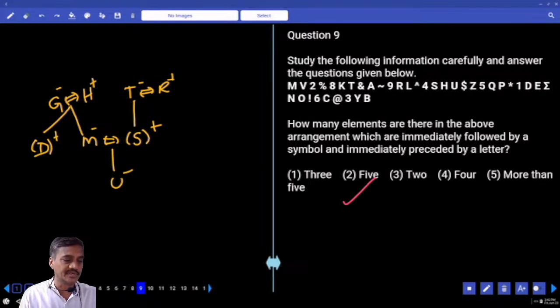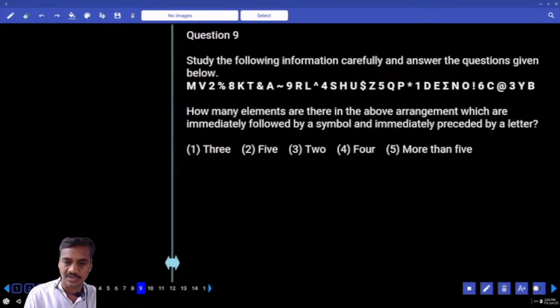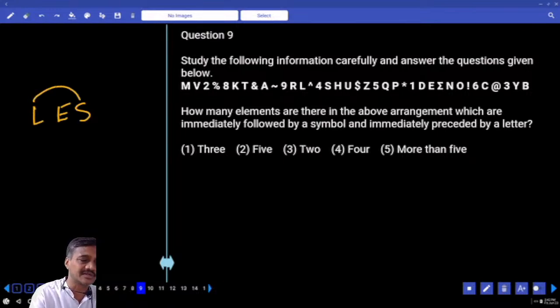Then the next one, 9 onward. Now in this question number 9, it is based on a sequence. There are some 3 questions, 9 to 11. Then how many elements are there? He is talking about an element, rather than a letter, number or a symbol, which is immediately followed by a symbol and immediately preceded by a letter. Hence letter and symbol must be in the alternate places.